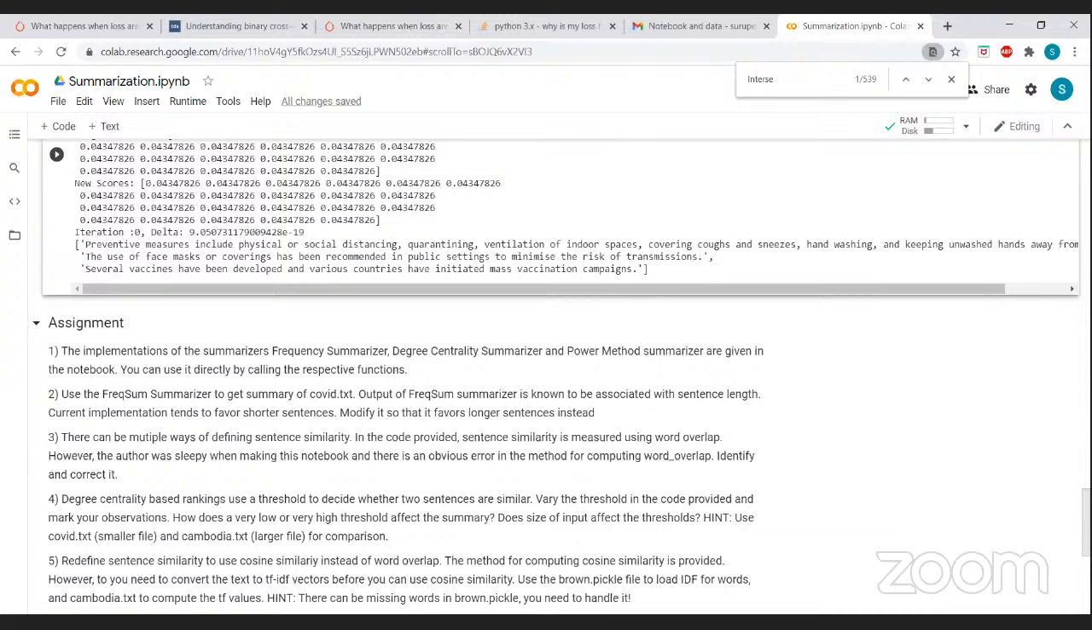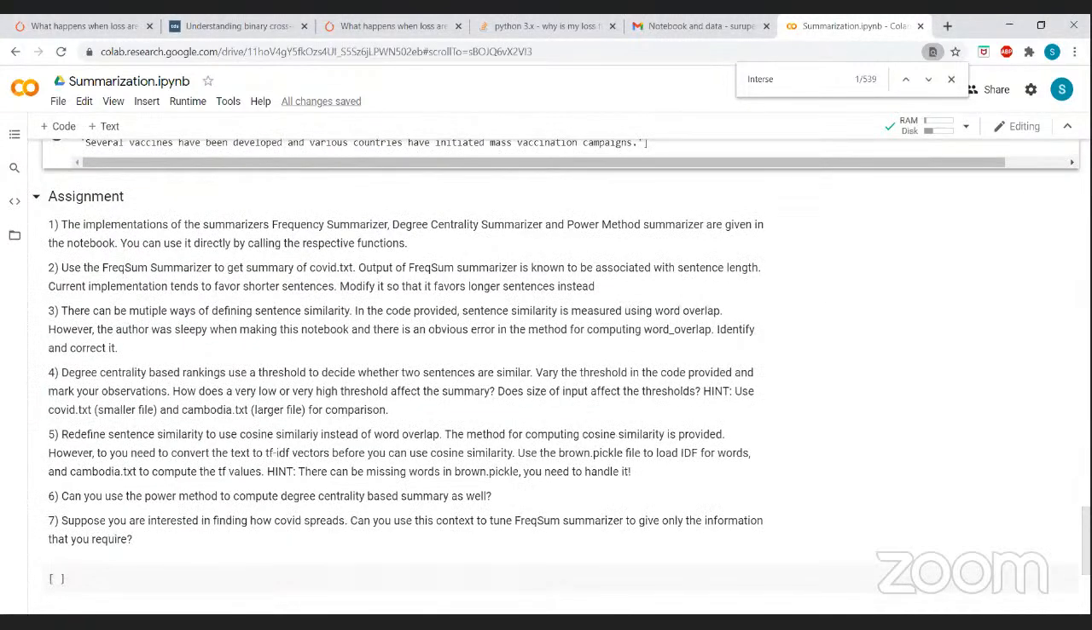So anyone is still trying the assignment? Any of these six questions? Seven questions? I am trying the fourth one, sir. Okay. Threshold effect. Okay, that's a good thing. So do you have any observations? Maybe Shuru can help us. Shuru, maybe you change the threshold and we can see what's happening.